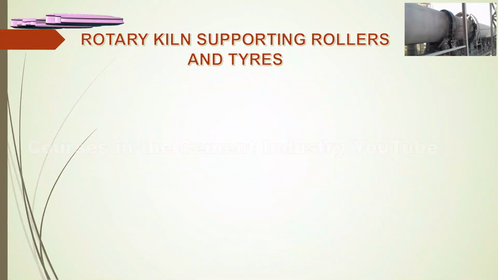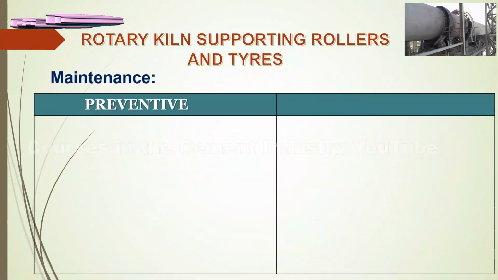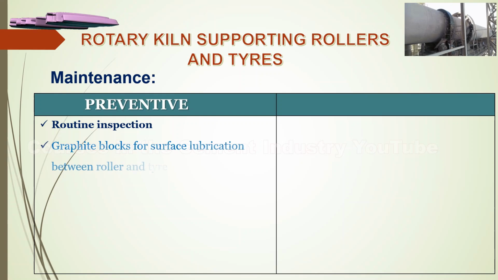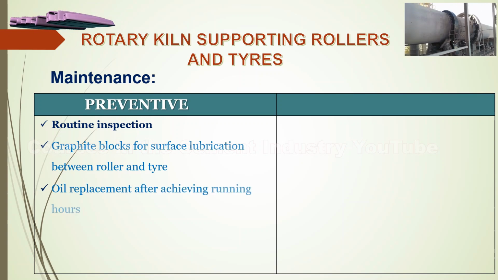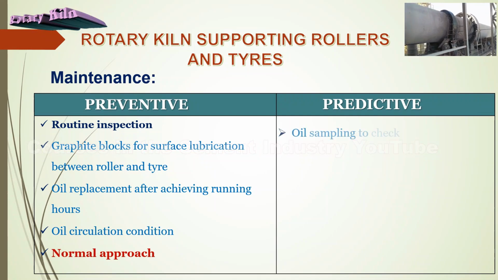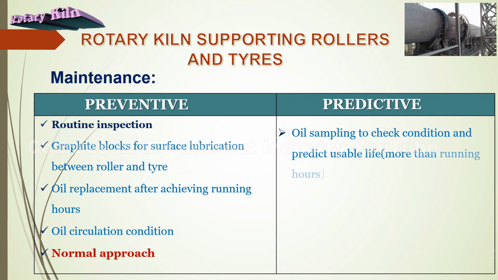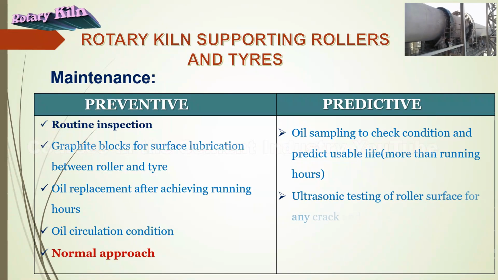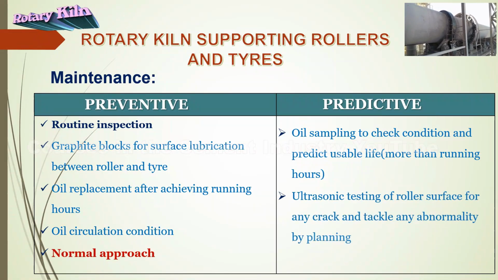Maintenance, preventive, routine inspection. 1. Graphite blocks for surface lubrication between roller and tire. 2. Oil replacement after achieving running hours. 3. Oil circulation condition. Normal approach. Predictive. 1. Oil sampling to check condition and predict usable life, more than running hours. 2. Ultrasonic testing of roller surface, for any crack, and tackle any abnormality by planning. Reliable approach.